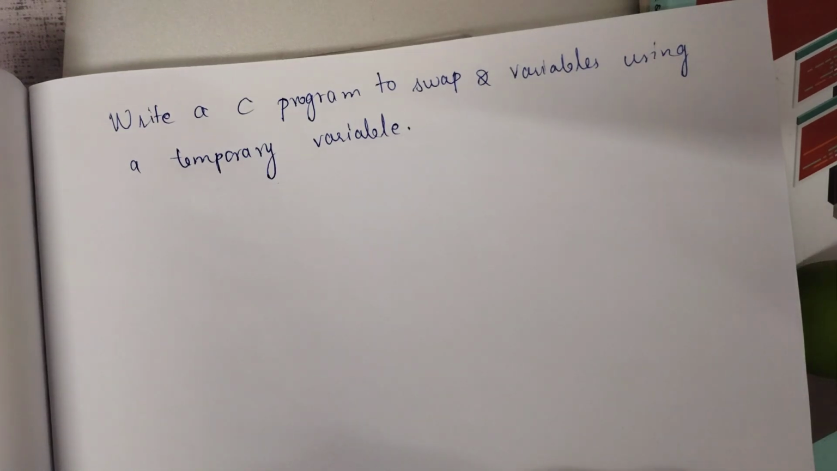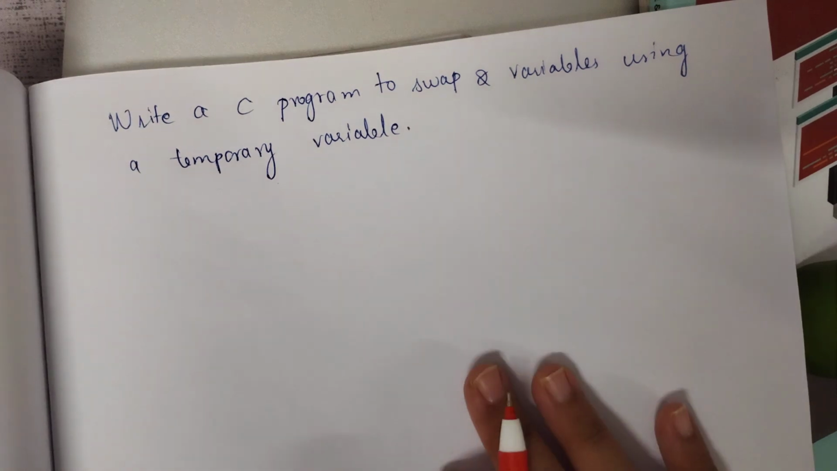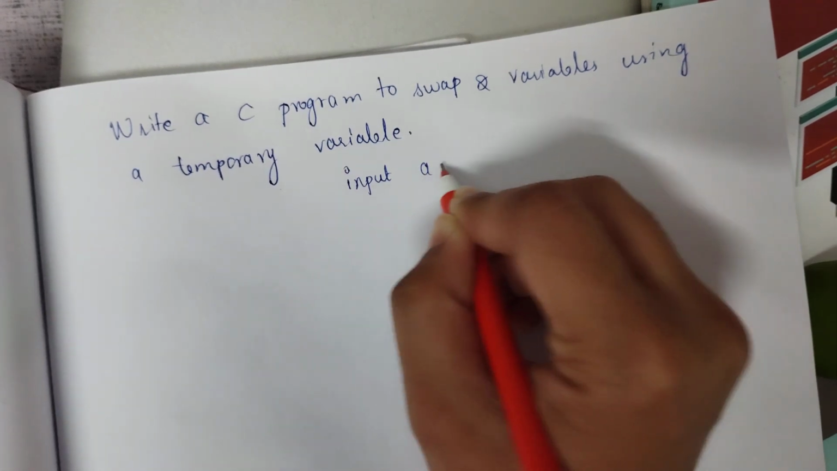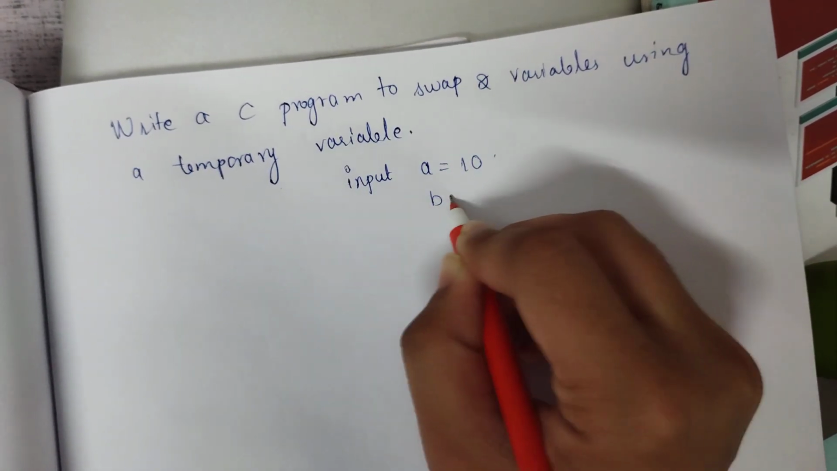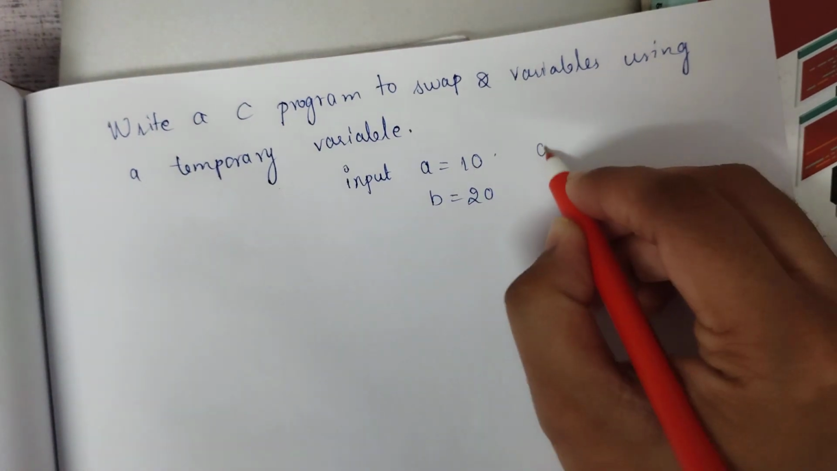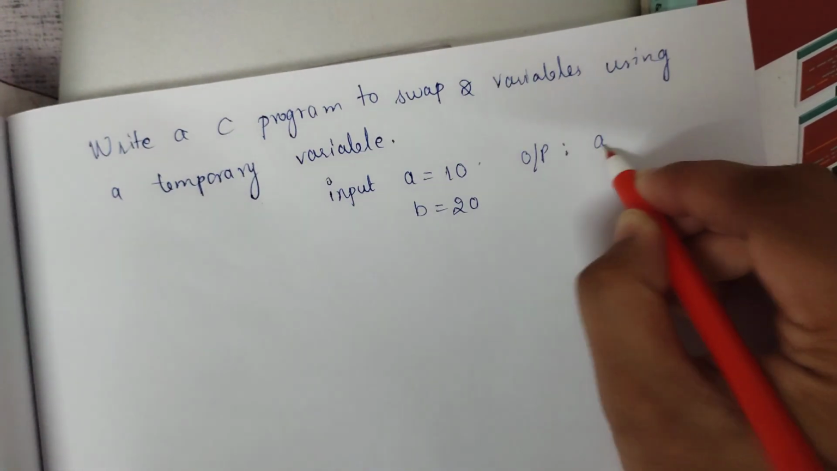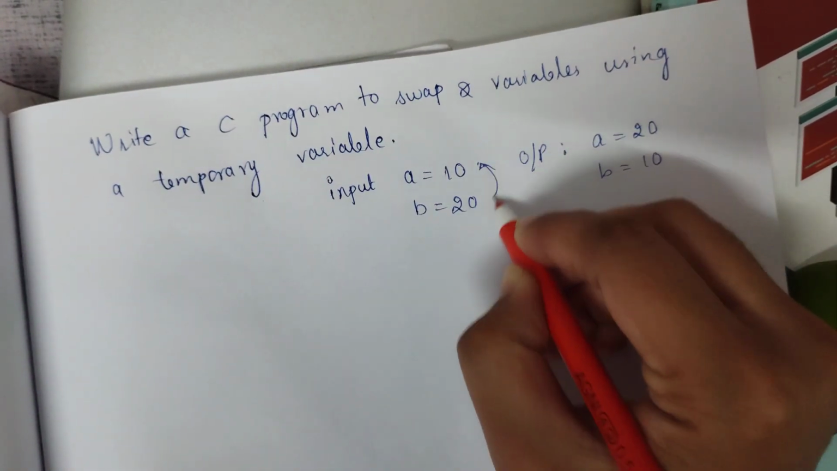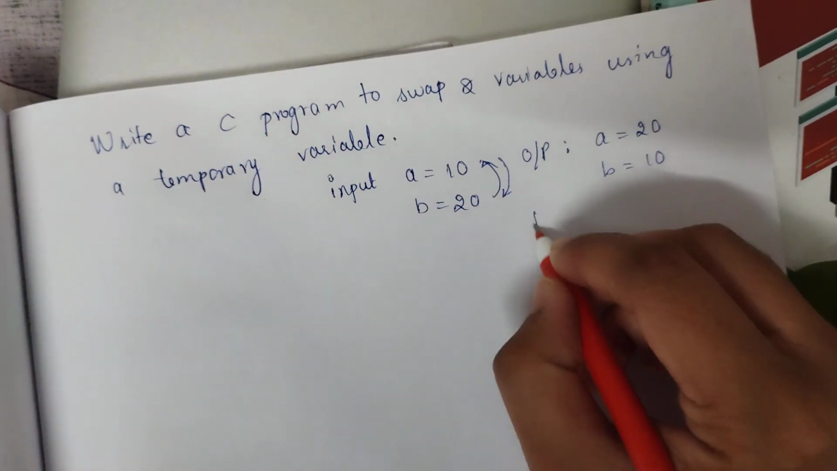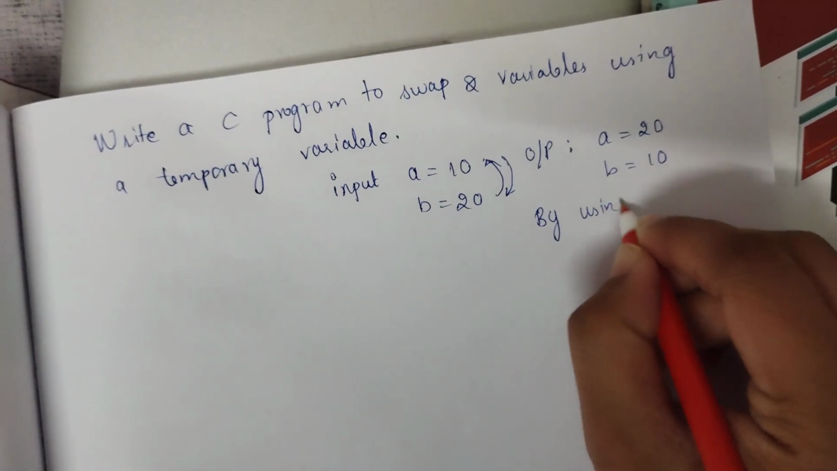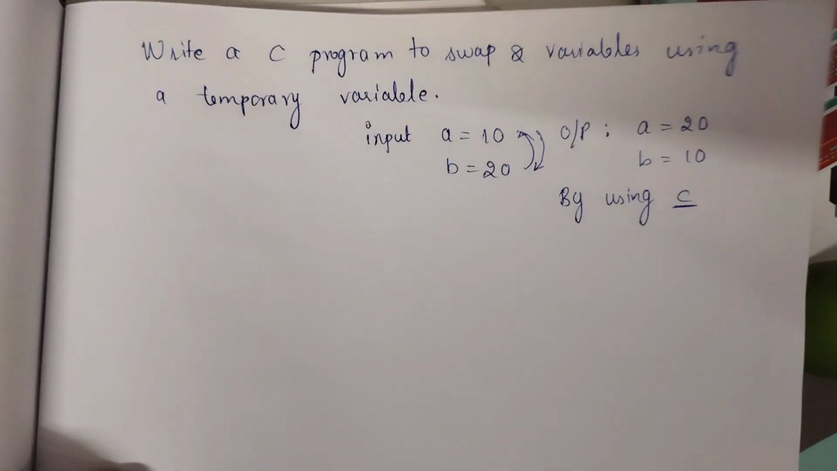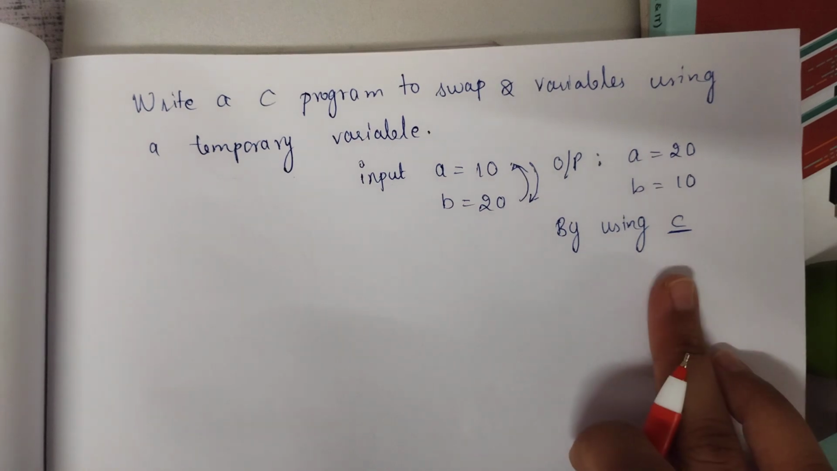In this video, I'll be explaining how to write a C program to swap two variables using a temporary variable. Suppose we have input A equals 10, input B equals 20. Our output should be A equals 20 and B equals 10. So what we are doing is swapping them, right? By using some variable C, we are using one extra variable here.